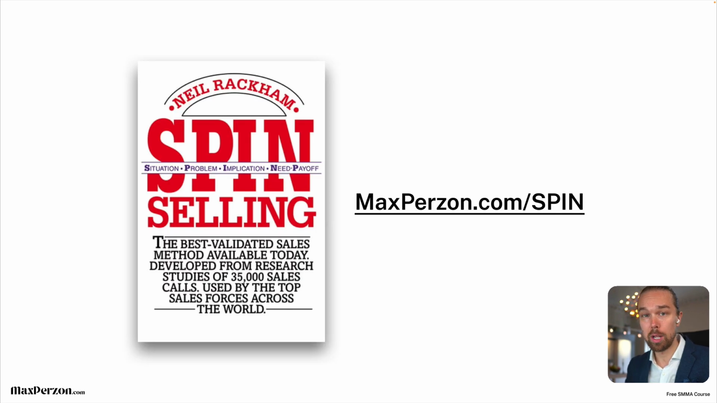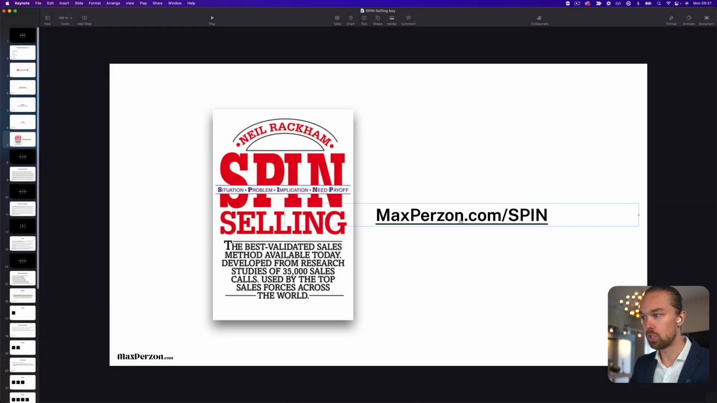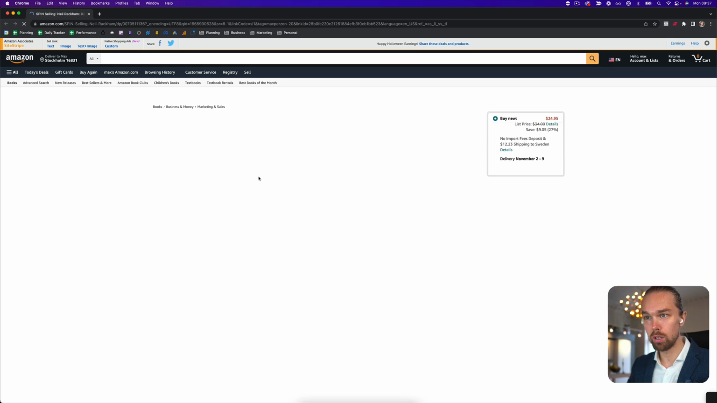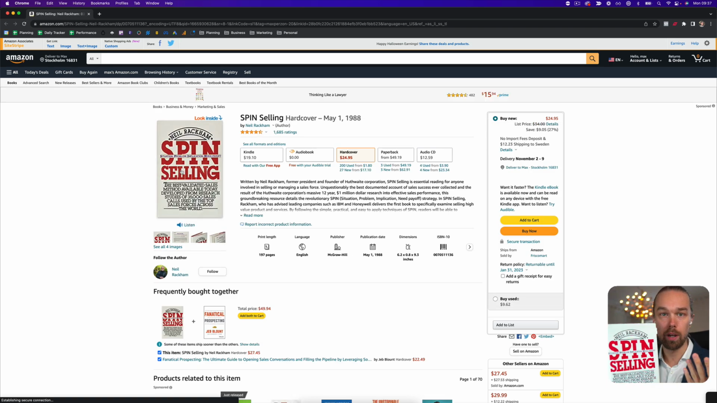And the first thing that I want to mention is regarding this book, Spin Selling. Everything is built upon this book. And if you want to buy this book, you can go to maxpearson.com/spin. So let me just show you what that looks like. If we open up this link, it will take you to Amazon. Here's the hardcover book, 24 bucks.